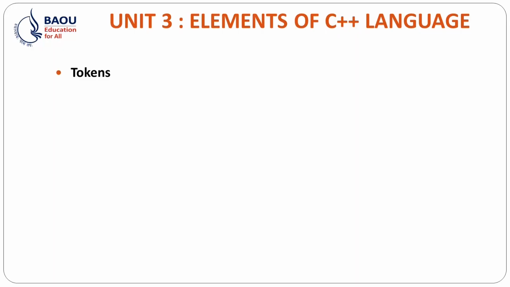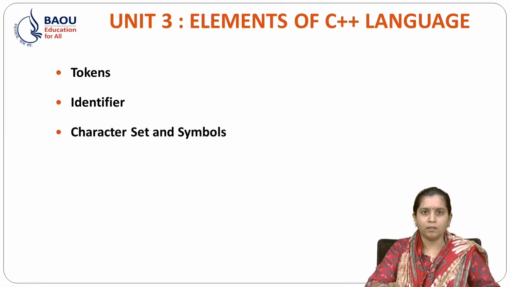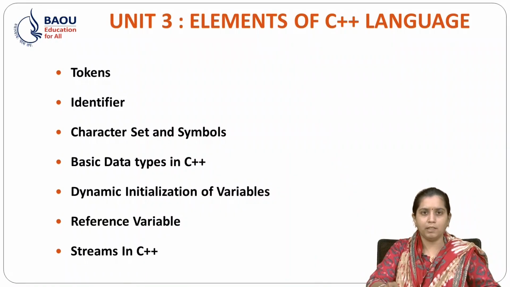In elements of C++ language, we have tokens, identifier, character set and symbols, basic data types in C++, dynamic initialization of variables, reference variable, and streams in C++.